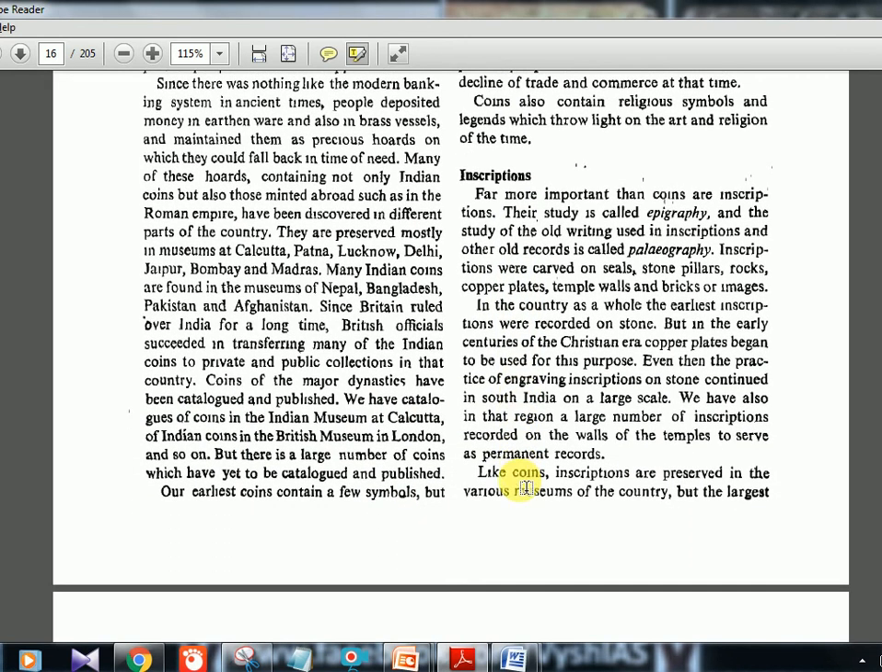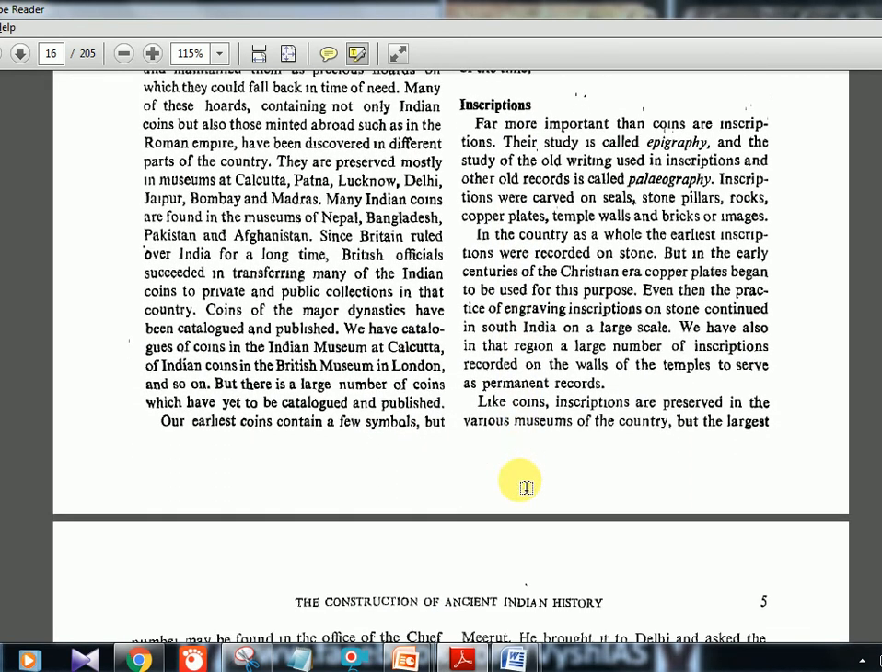Now next is inscription. Two important terms you have to know. Like archaeology, there is something called epigraphy and there is something called paleography. Epigraphy is studying the older inscriptions. That is, the study of inscriptions is epigraphy. You can remember it like epic, which is in inscriptions only. But the old writings used in them will be of different types, right? That writing style, if you study it, is called paleography. So epigraphy is inscriptions and paleography is the writing style.